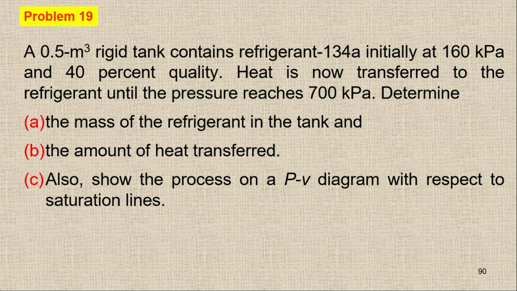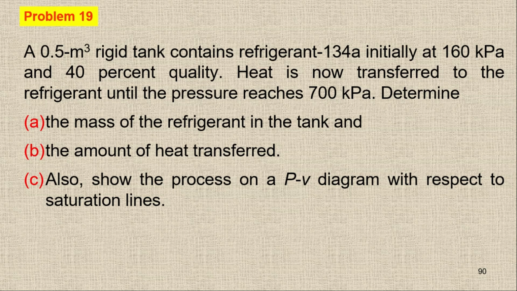Now heat is transferred to the refrigerant until the pressure reaches 700 kilopascal. We have a rigid tank, so the volume remains constant. V1 will be equal to V2, the specific one. Now, determine the mass of the refrigerant in the tank, which we don't know, the amount of heat transfer, and then show the process on a PV diagram with respect to the saturation line.